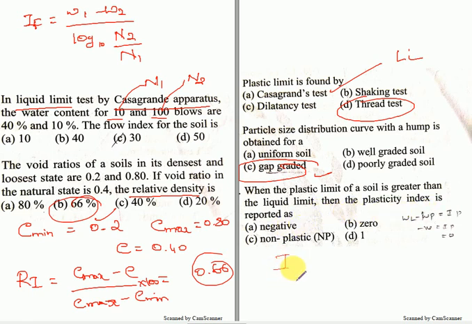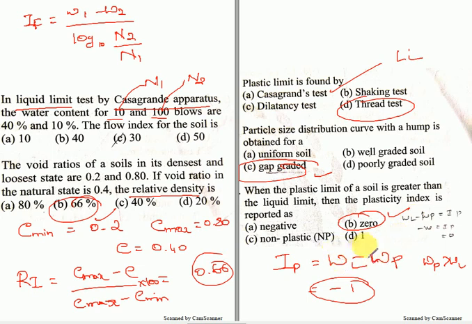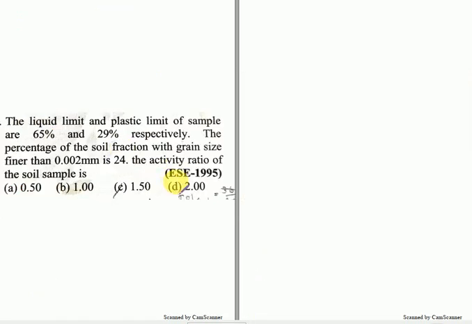The plastic limit of a soil is greater than the liquid limit, then the plasticity index is reported as, I'll just show you, IP is equal to WL minus WP. If WP is greater than WL, then what happens? You'll get the answer in negative. But you should not consider this as negative; you need to consider it as 0. You are not supposed to consider it as non-plastic or negative. You have to consider it as 0, because the value of IP will never be negative. That is the concept behind this.